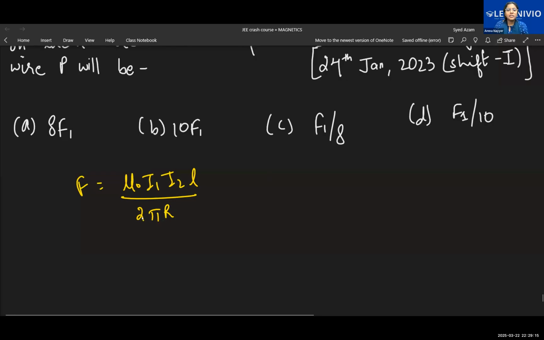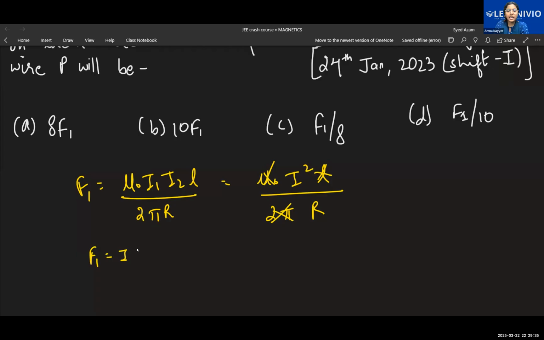With 10 ampere current, this will be mu naught I square L by 2 pi R. Look class, mu naught is of no use to you, 2 pi is of no use to you, length is also of no use to you, because it is saying current is doubled. So F1 is proportional to I square by R. So directly put it here. The new F, let's call it F only. What has happened to the radius? Radius has been halved. What has happened to the current? Current has been doubled. So 2I whole square.